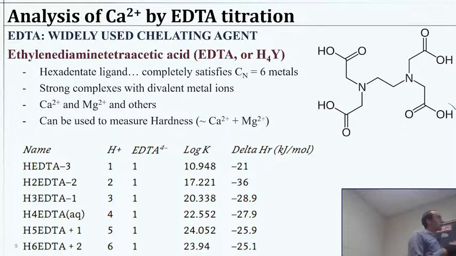And the interesting thing about it from a ligand standpoint is it has 6 sites, so it's hexadentate. So it's a hexadentate ligand, 6 sites that it would be happy to attach to and interact with a metal. And those would be 2 nitrogens and 4 carbons.